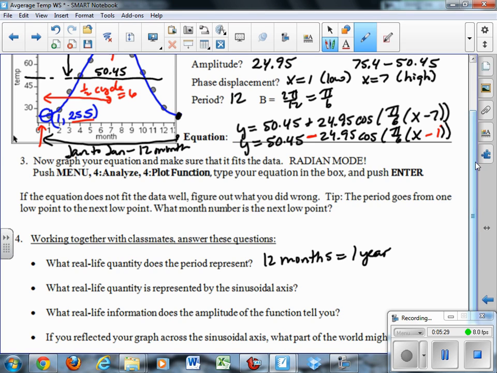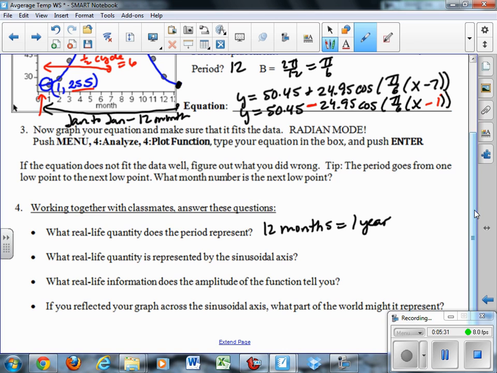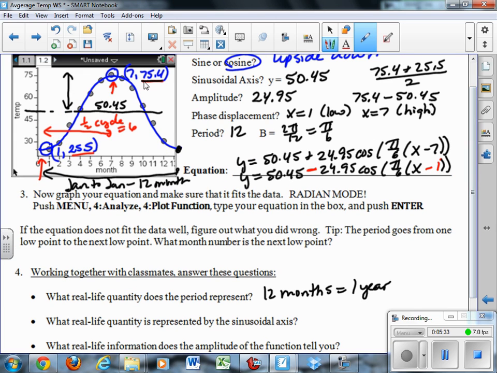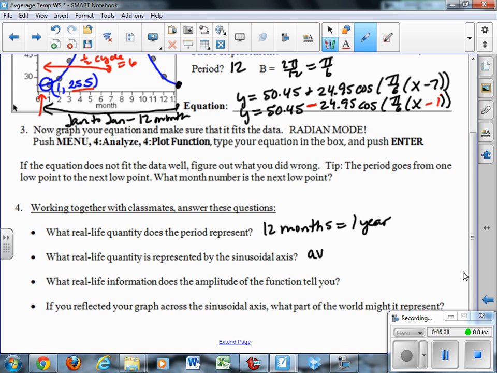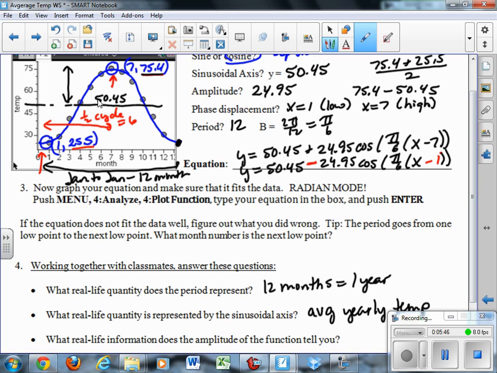The sinusoidal axis, since it's the average of the high and low temperatures, we can think of that then as the average yearly temperature. So we have the average monthly temperature. This would be the average yearly temperature. The amplitude then, since it goes up and down from the sinusoidal axis, tells us how much temperatures vary from the average.